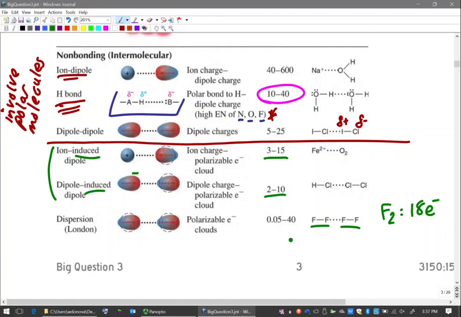Now, that's the idea of this induced dipole force. It is dipoles inducing each other, passing along through the whole sample. These are often pretty weak. They can be as little as 0.05 kilojoules, only 50 joules per mole, but up to 40. And if you look at the energies here, that 40 overlaps all the others, right? It could be as big as hydrogen bonding. It could be as big as ion-dipole force.